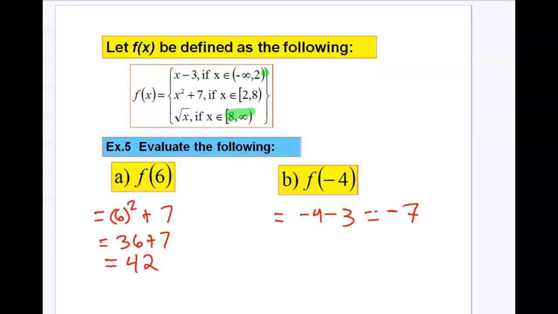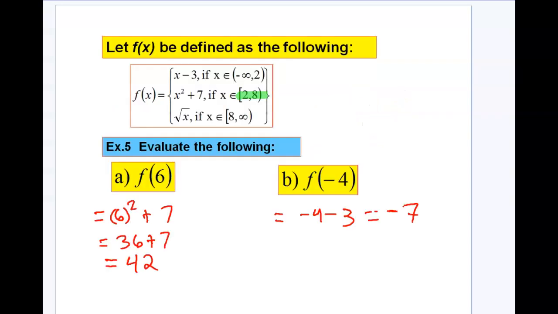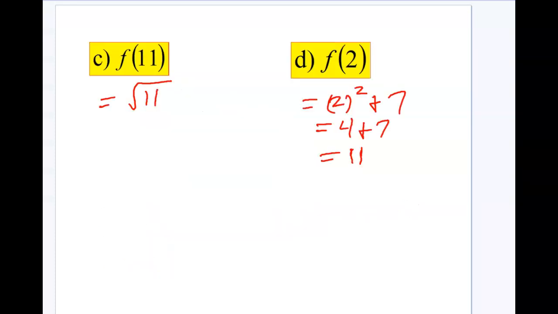And f of 2 just falls in the interval again here. So I'm going to use x squared plus 7. So this is going to be equal to 2 squared plus 7, 4 plus 7, which is going to be equal to 11. So that's how you evaluate piecewise functions if you're given the x value.